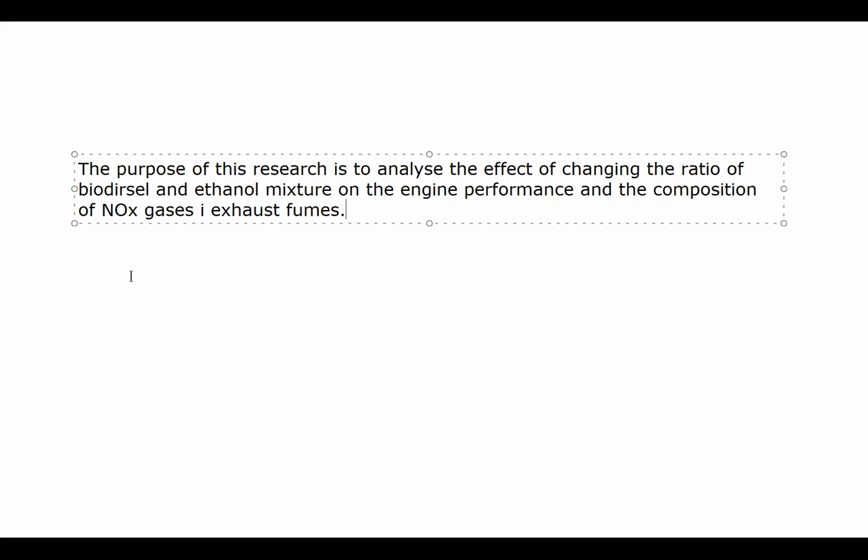So once again, what should be in my background before saying the purpose? Before saying the purpose, I have to talk about actual diesel and engine performance with diesel. Then I have to say what is needed to improve. Diesel is non-renewable, so we want to make it an alternate renewable source. And we also want to improve the NOx gases in exhaust fumes. So we want to do two things.